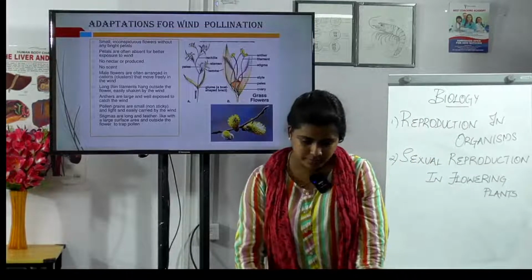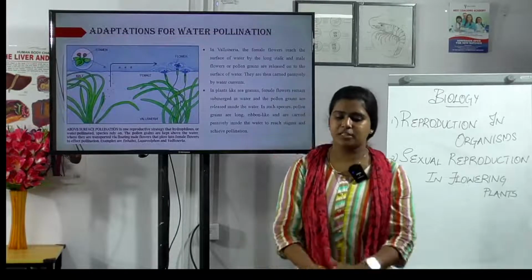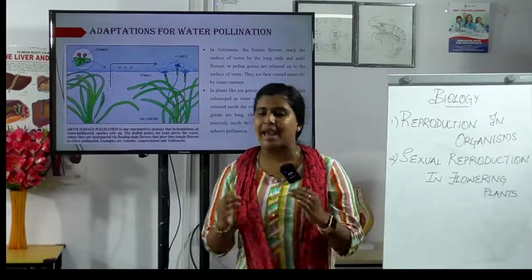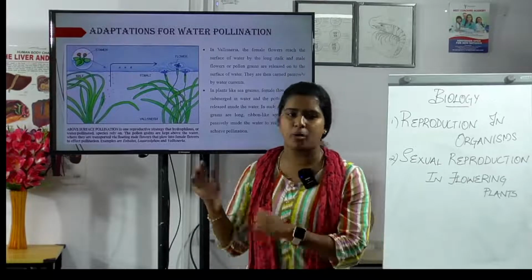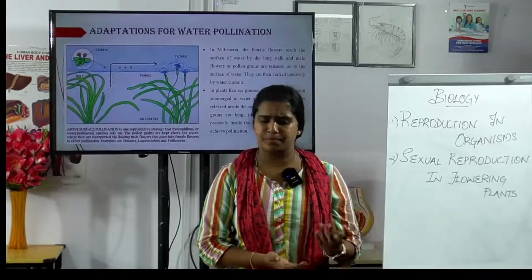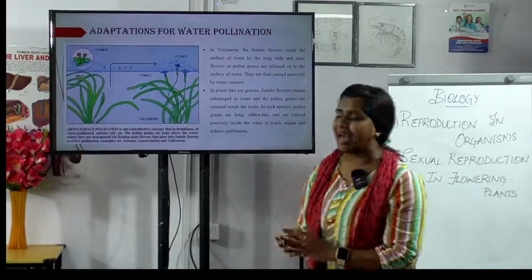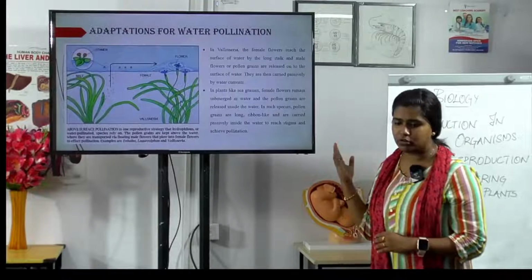Okay, and next is adaptation for water pollination. Actually this type of pollination is very common in lower plants, like algae, bryophytes, pteridophytes, etc. And here flowers are small and they are colorless, odorless and nectarless.